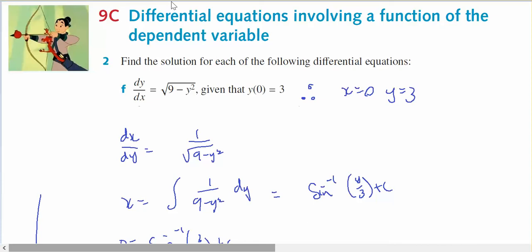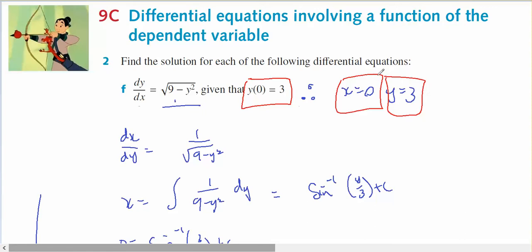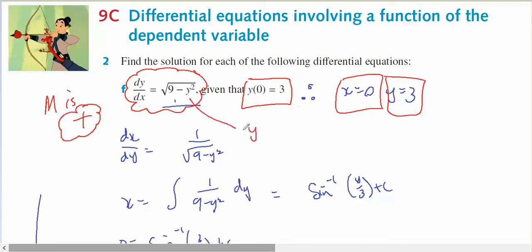So I've taken 2F as an example, and the question told me the first derivative in terms of y, so it was the square root of 9 minus y squared. And I'm told this, which means when x equals 0, y equals 3. And you'll notice that this is the first derivative, which means that's the gradient, and the gradient is positive. The gradient is positive because I only have the positive square root. Now this would tell me that y can only go from -3 to 3 because I can only take the square root of 0 and positive numbers.